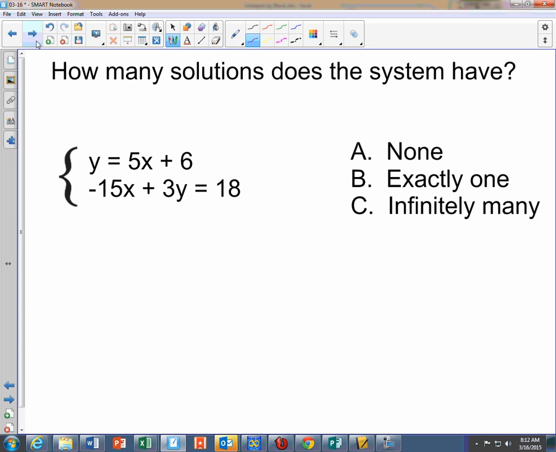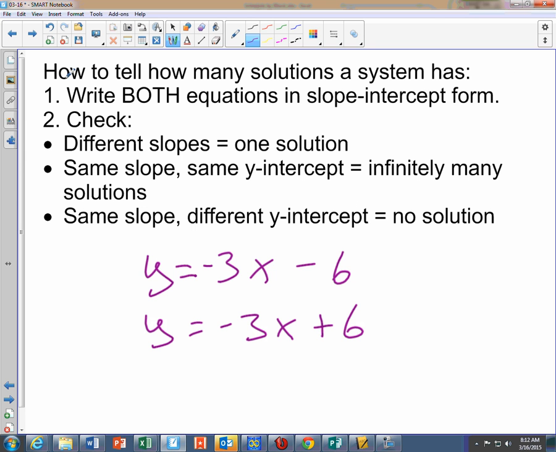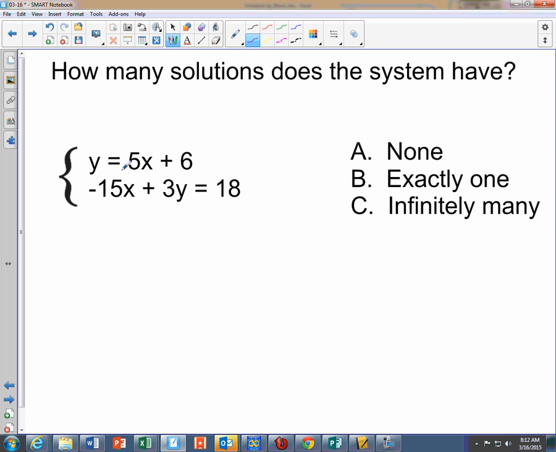Let's take a look at an example. This is the second slide on your sheet. It says y equals 5x plus 6 and negative 15x plus 3y equals 18. But we have to write both equations in slope-intercept form. Which one is not in slope-intercept form? The second one. The second one is not in slope-intercept form. It has negative 15x plus 3y equals 18.